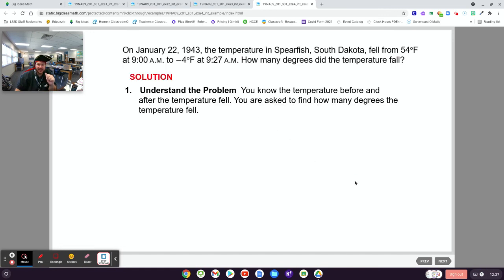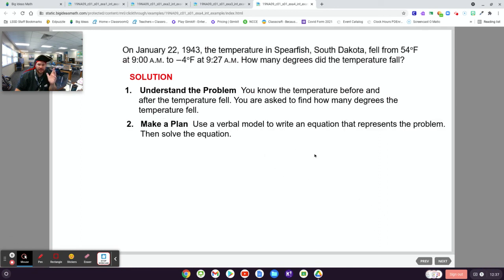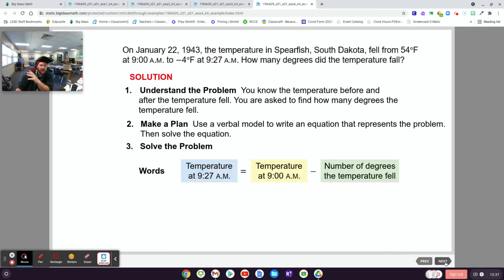All right, let's see how you did. So first, understand the problem. Make a plan. So what I would do is figure out what information I need and come up with a number sentence for it. So the number sentence is the temperature at 9:27 had to equal the temperature at 9 minus the amount that the temperature fell. And then you can replace this with the information you know. So let's say T is the amount that it fell. This is what we're looking for.